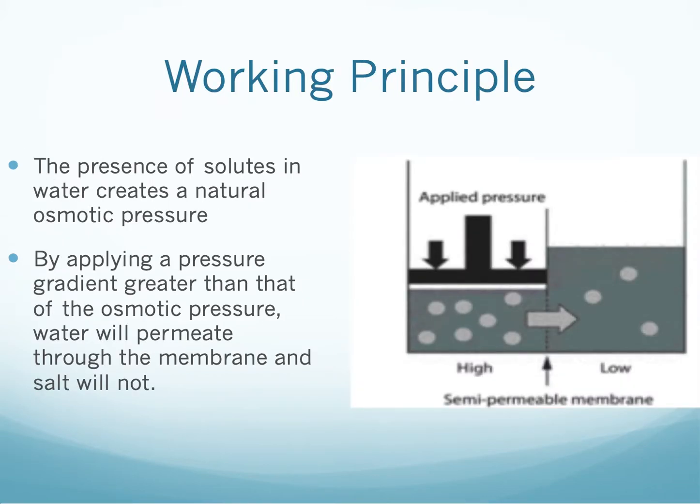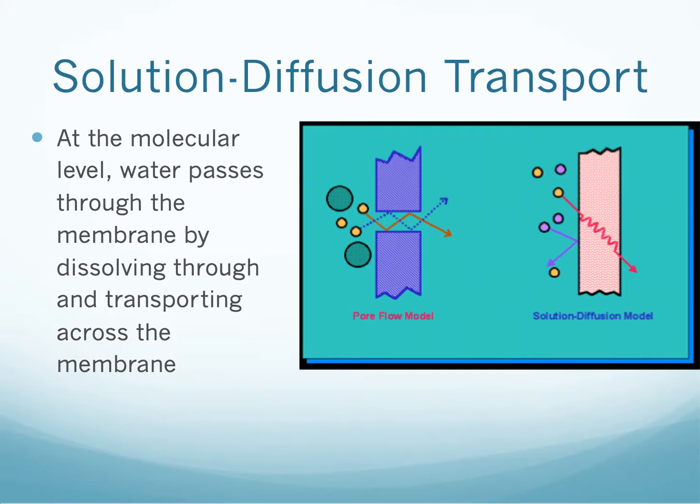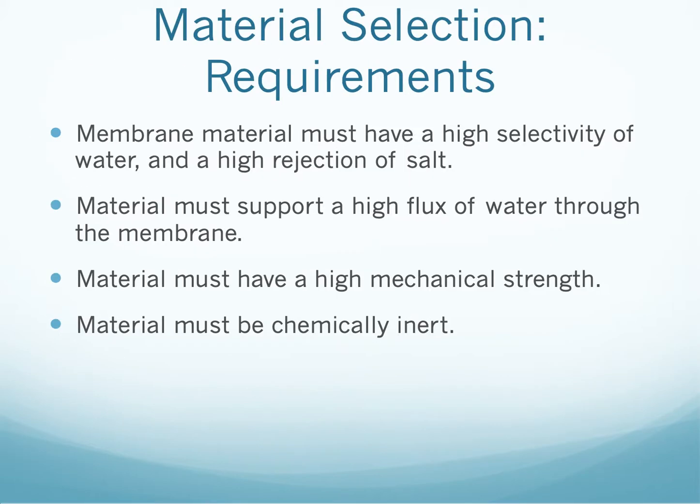The working principle for this is that the presence of solutes in water creates a natural osmotic pressure. And by applying a pressure gradient greater than that of the osmotic pressure, water will permeate through the membrane and salt will not. This is done by solution diffusion transport. And as seen here, at the molecular level, water passes through the membrane by dissolving through and transporting across it, rather than like in pore flow, where molecules are separated simply by size and fitting through pores.